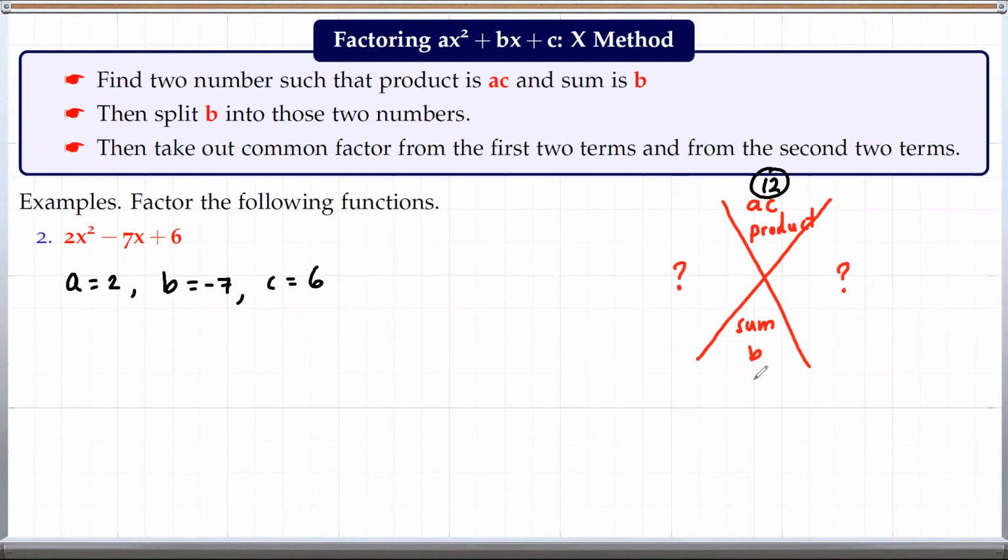And B is -7. So we need to look for two numbers whose product is 12 and sum is -7. So it looks like we need to factor 12. Look at the possible factors of 12. So one of them is, of course, 12, 1. The other one can be -12, -1. The other one can be 6, 2, -6, -2. Other one can be 3 and 4, or -3, -4. So these are the possibilities.